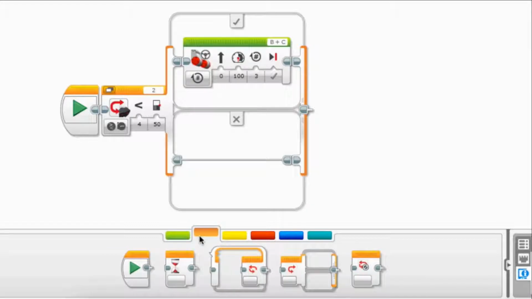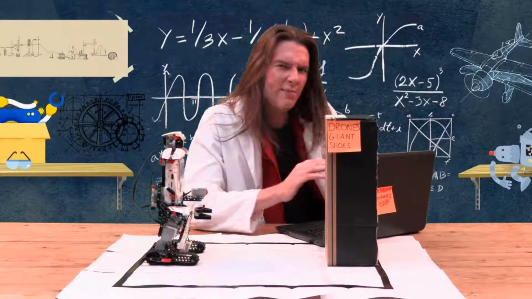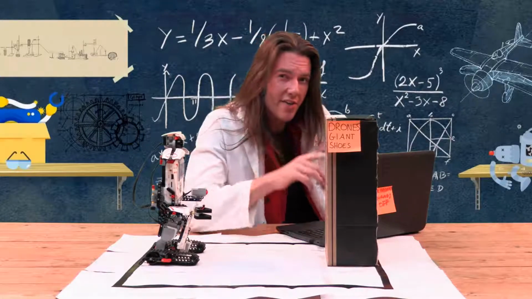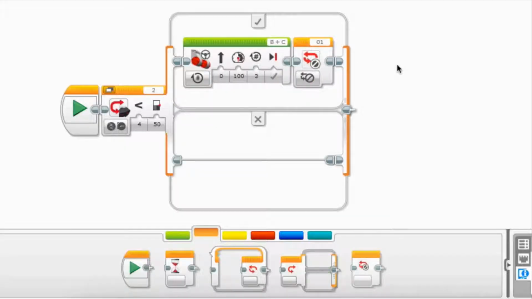This isn't very good for your Everstorm's motors, so best to add this loop interrupt block, which can be found here in the flow blocks. The interrupt block keeps the loop from repeating the program, so the program will end after the first time Eve finds an enemy. So now your program is ready to run. Let's see it in effect.